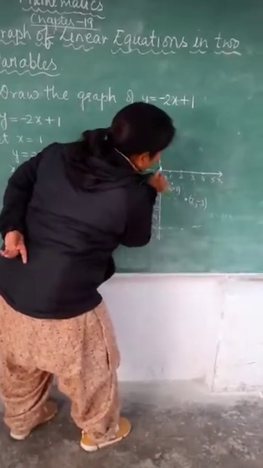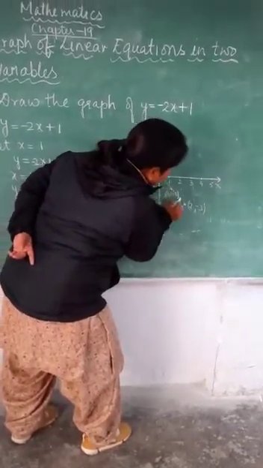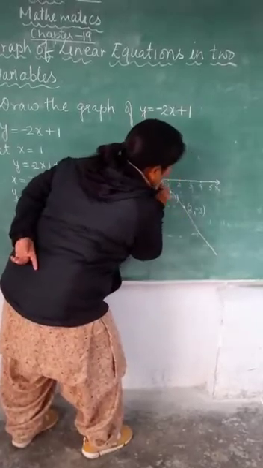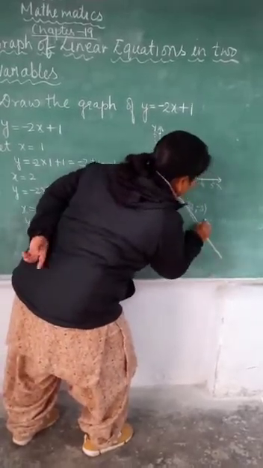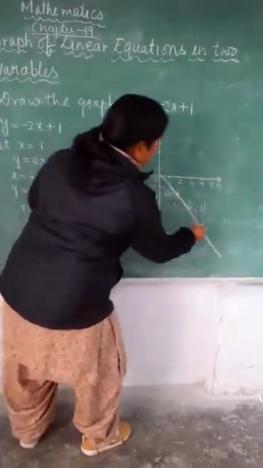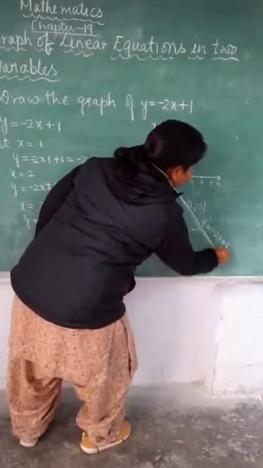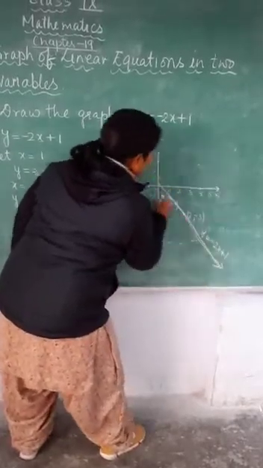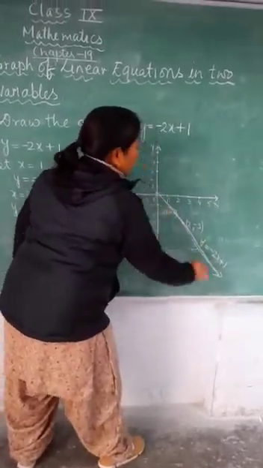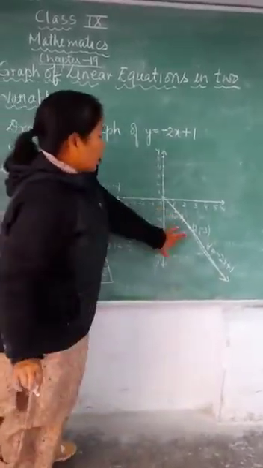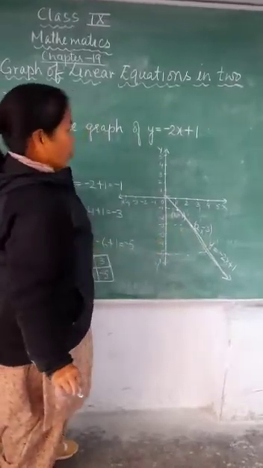And if we join all these 3 points like this, this is a line whose equation is the given equation, that is y equals minus 2x plus 1. And if you draw these figures with the help of a scale, you will get a straight line. I am not using a scale, that's why the line is not straight over here.